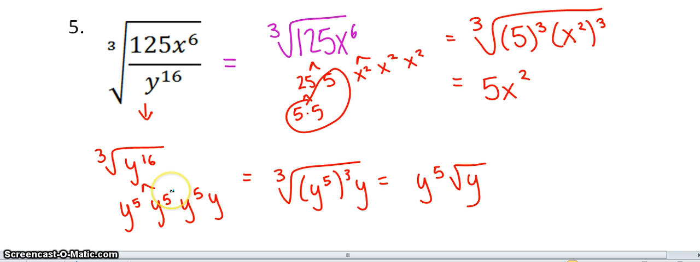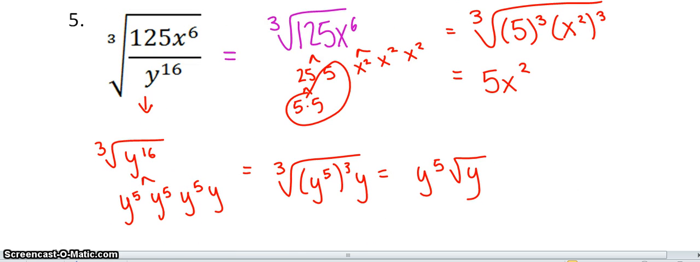Okay, y to the 16th is interesting because unlike 125 and x to the 6, it's not a perfect cube, but you can break it down into perfect cubes. So the thing you can multiply 3 times to give you y to the 16th would be y to the 5th. Y to the 5th to the 3rd would give you y to the 15th. So that means there's one y left over. So I can pull out a y to the 5th, and then there's 1 left under the radical.